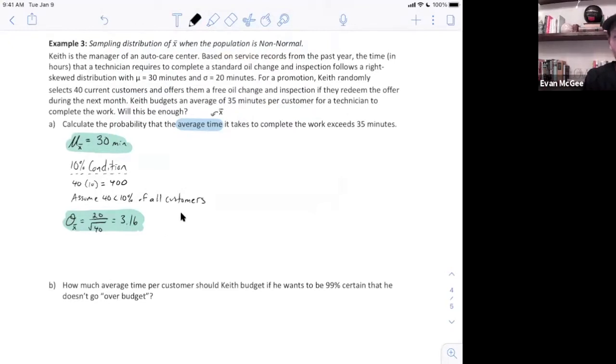And what shape will the sampling distribution be? The population, they said, is skewed right, but because of the central limit theorem, our sample size is greater than 30, it's 40, which means the sampling distribution will be approximately normal. So the 10% condition is met. The central limit theorem is met just because our sample size is large enough. Now we can sketch a picture of the sampling distribution and estimate the probability that it takes longer than 35 minutes.